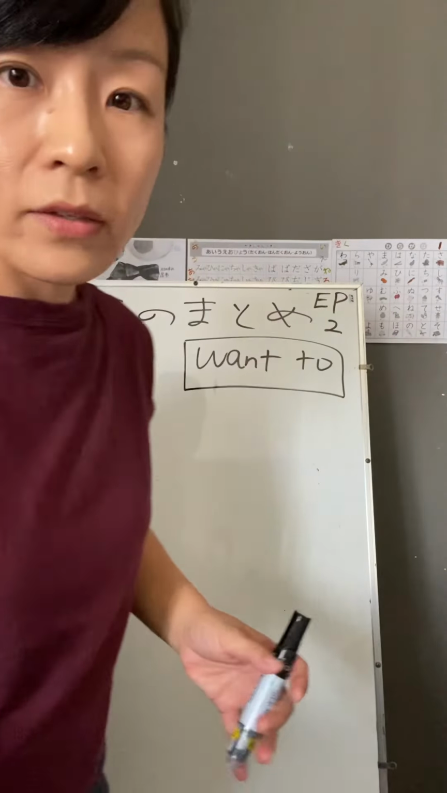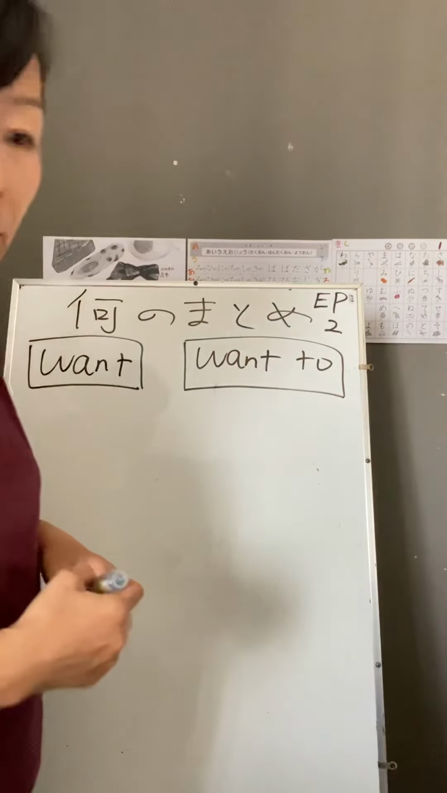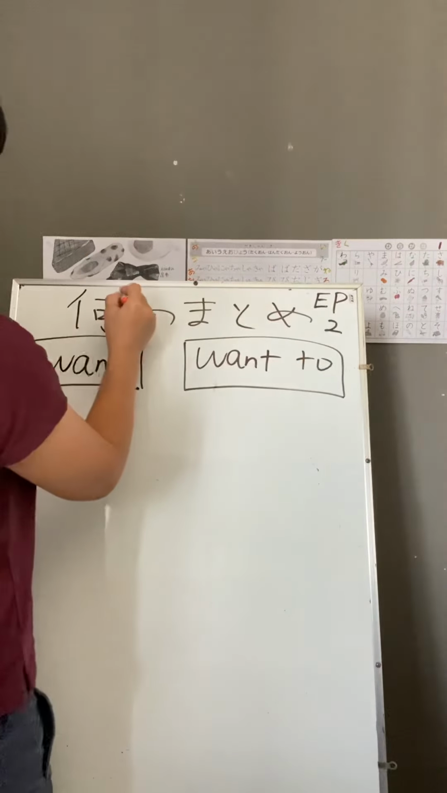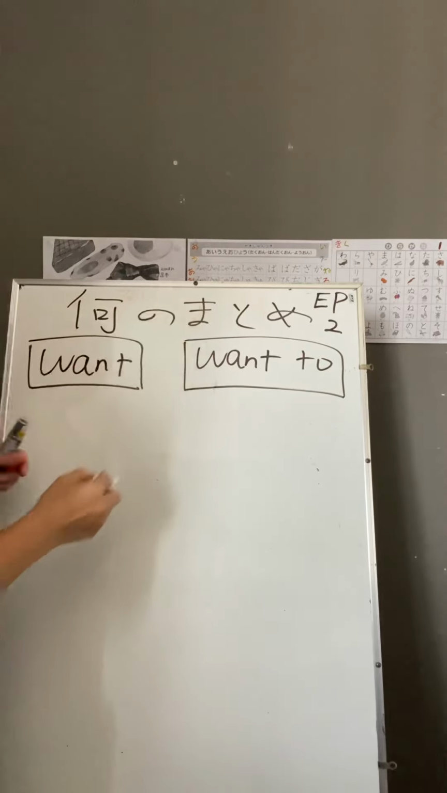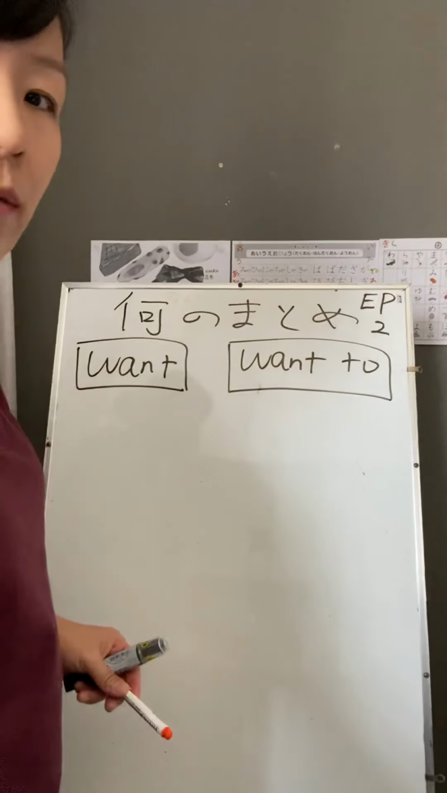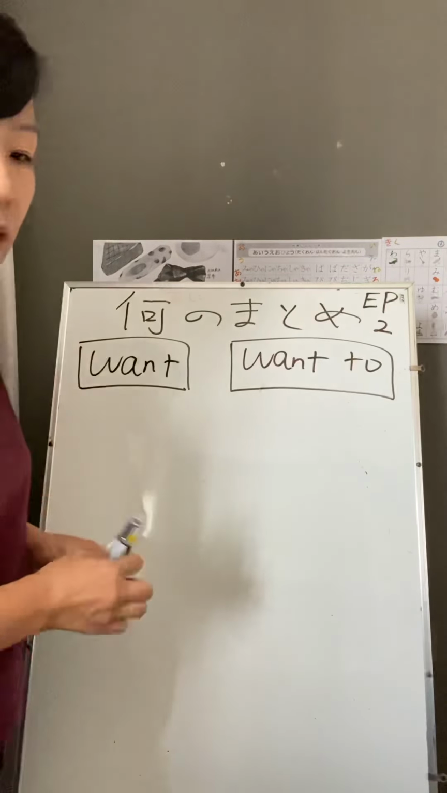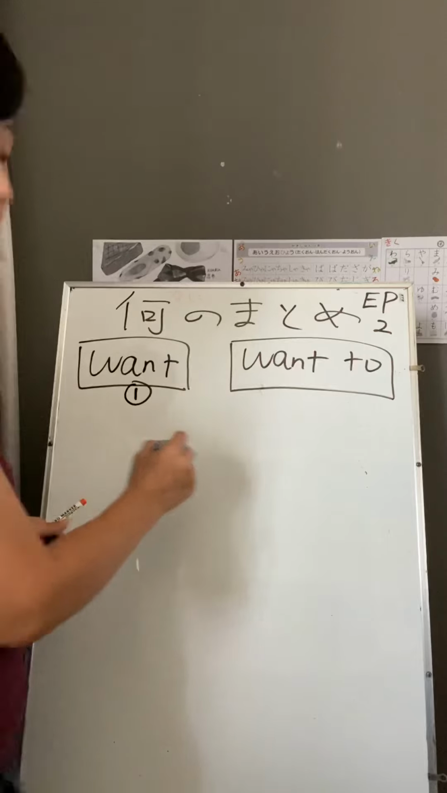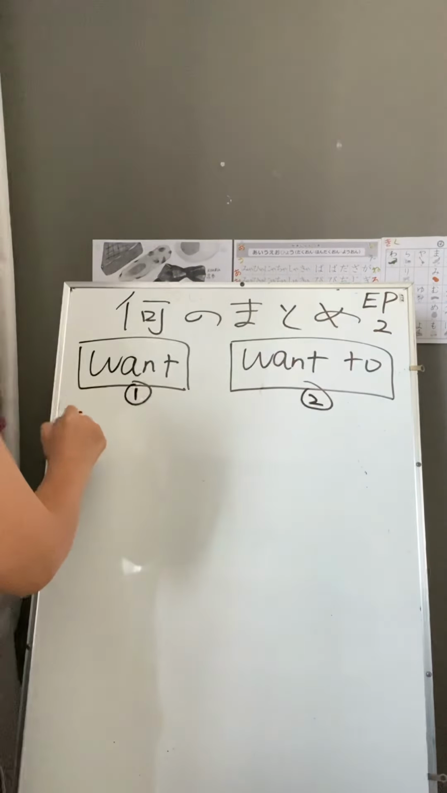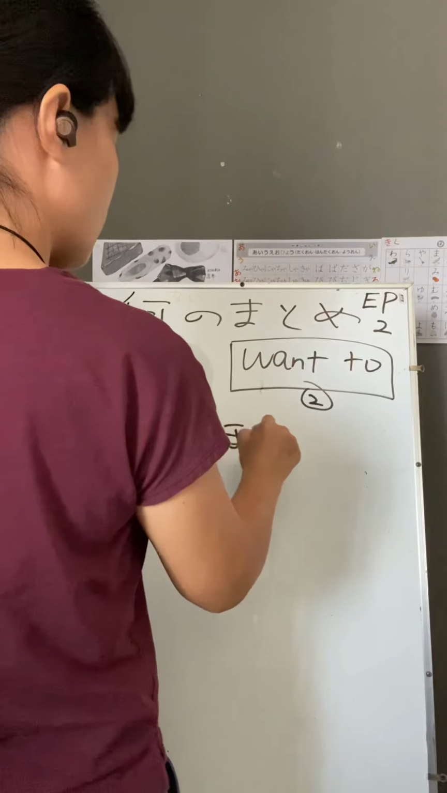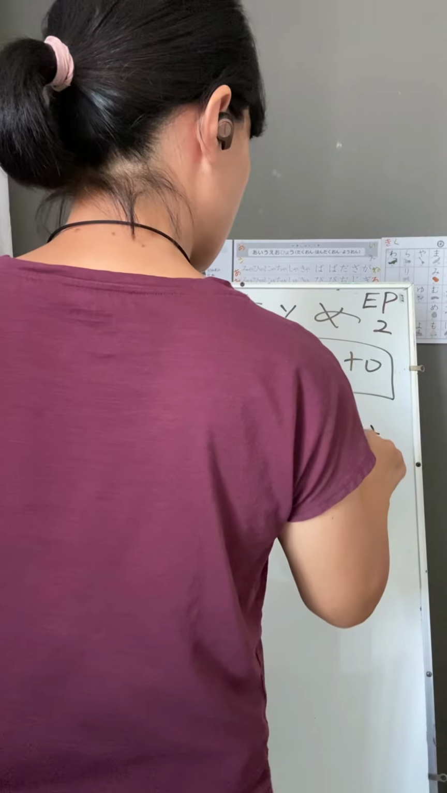Because this kanji has so many readings, today we are going to talk about nani. いいですか? So today we're going to talk about want or want to. First I'm going to share the sentence pattern. For example, let's say this is number 1, this is number 2. For number 1, 何々が欲しいです.